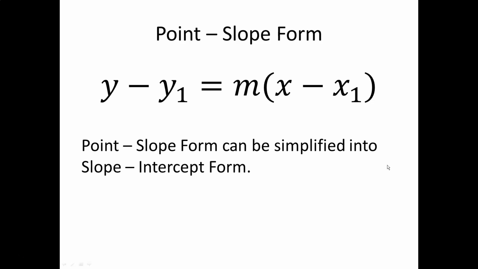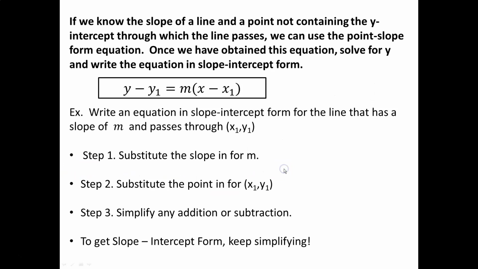So, point-slope form. Okay, this is point-slope form. There's a y, a y1, an m, an x, and an x1. I promise this is not as horrible as it looks. So let's get into it. The point-slope form is important because you only need a point and a slope, and it can be simplified into slope-intercept form. So here we go.